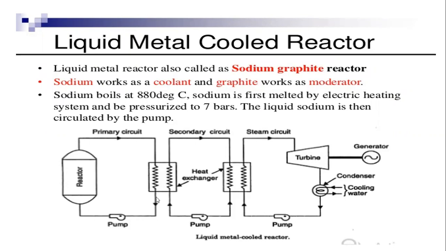In that we are using two heat exchangers. This is heat exchanger 1 and this is heat exchanger 2, and we also have two circuits: one is the primary circuit, the other is the secondary circuit. In that we are using sodium as the coolant. Liquid sodium is used as the coolant in the primary heat exchanger.